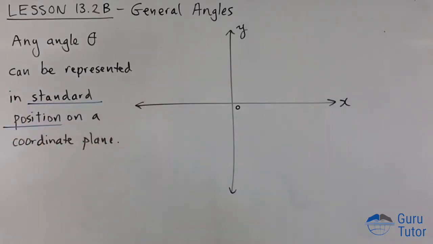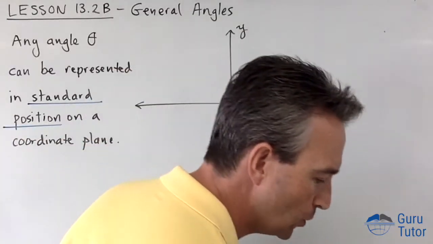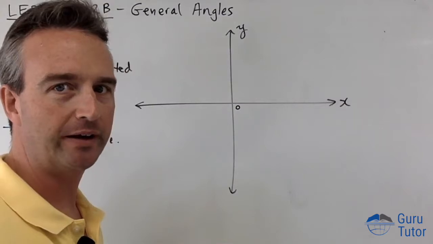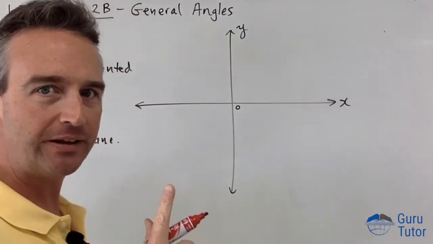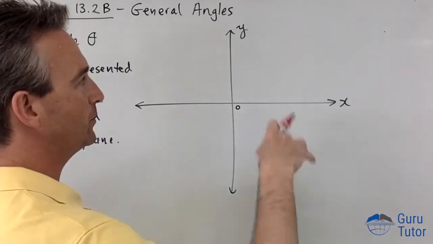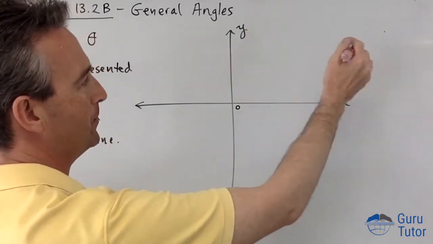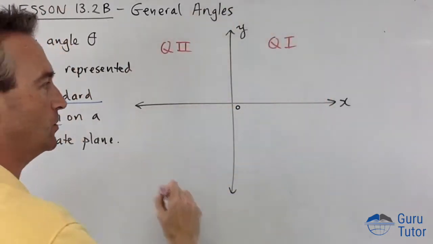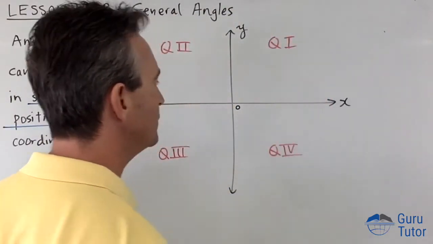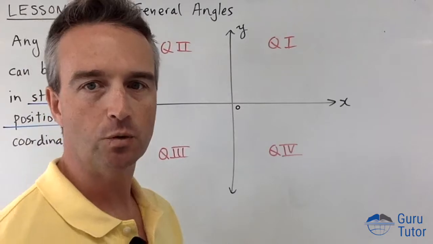We can represent one on a coordinate plane, and this is why the quadrants are numbered the way they are, because when we start talking about angles in standard position. So do you remember the numbering of the quadrants? Quadrant 1 is where x and y are both positive. Quadrant 1, quadrant 2, and they just go in a circle. Quadrant 3, quadrant 4. And the reason they're labeled in that order is because of what we're doing today.